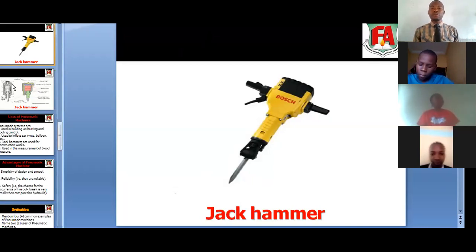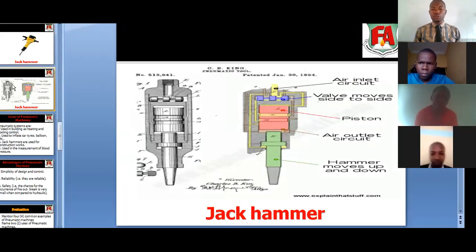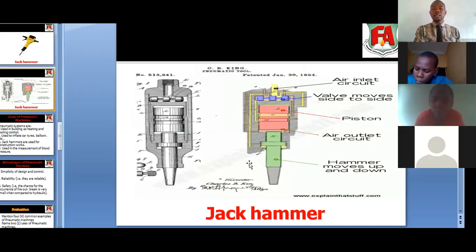Okay, this is also a skeletal view of how a jackhammer operates. You can see this side, the point that's just like a pin or needle. That is the hammer; it moves up and down. You can see that's the hammer. This is just a skeletal view of how a jackhammer operates.